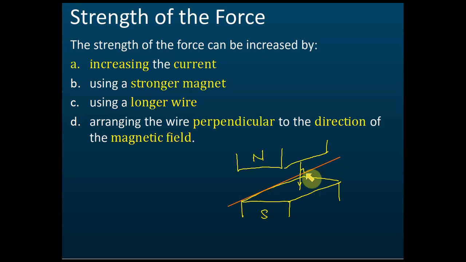But if the wire is not perpendicular to the field, for example, you put the wire this way, then this angle is not perpendicular anymore, and the magnitude of the force that you get will be lower. If the wire is perpendicular to the direction of the magnetic field, then the force produced is the maximum. So these are the factors that affect the strength of the force produced.